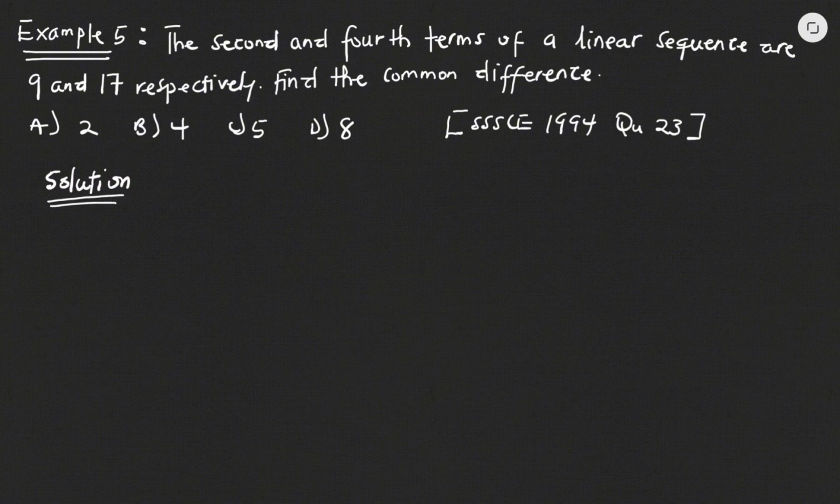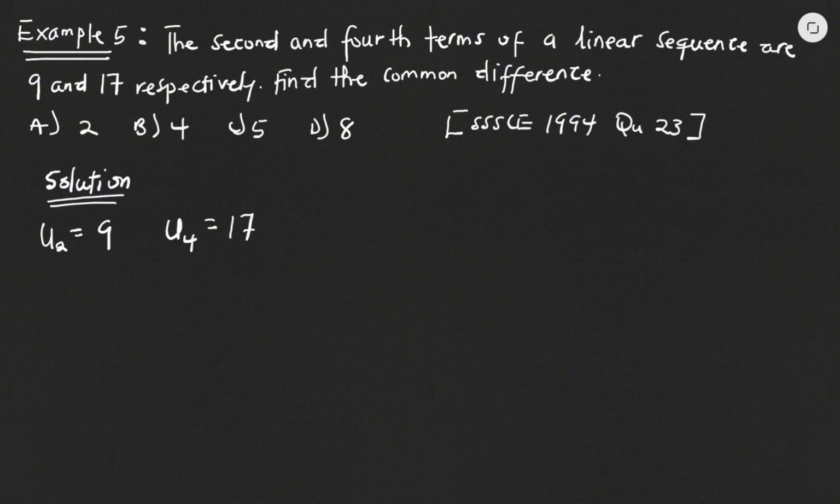We're told that the second term, so U2, is something and U4 is also something. So the second and fourth terms of a linear sequence are 9, so U2 is 9 and then U4 is 17 respectively. We have to find the common difference. Now, because we don't have U3 or U1, we cannot find the difference that easily, because these numbers are a number apart from each other.